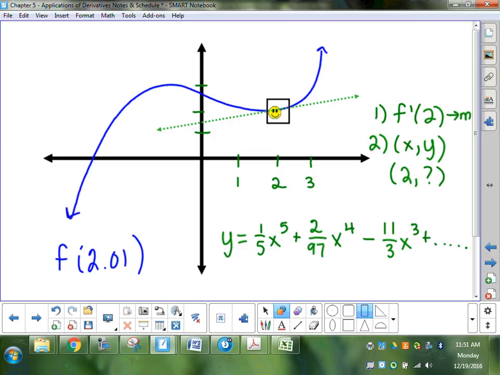Which one do you think would be easier to evaluate: that gigantic polynomial at 2.01, or the line at 2.01? Which one do you think would be easier? The line. Is the line exactly the same as the function value at 2.01? Is it?